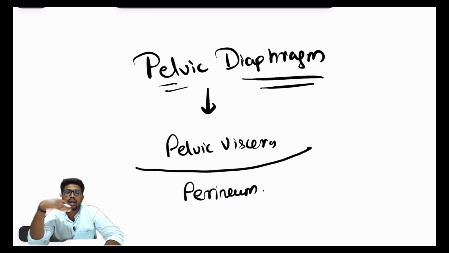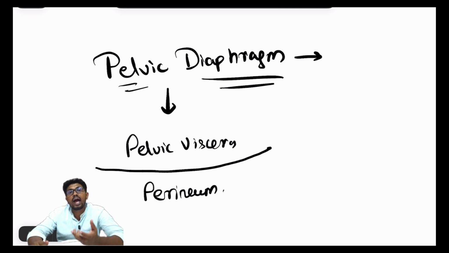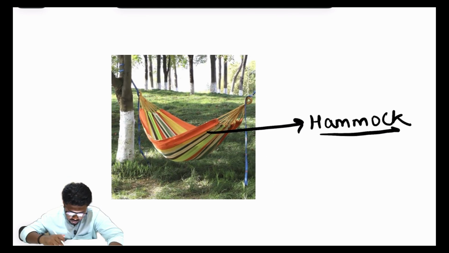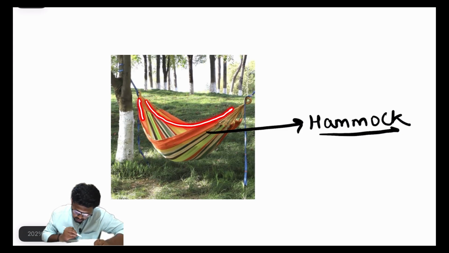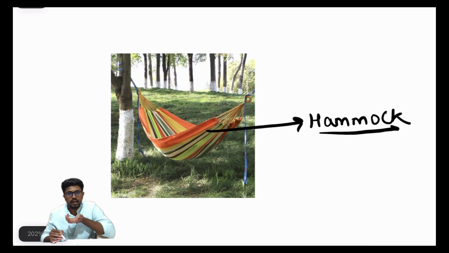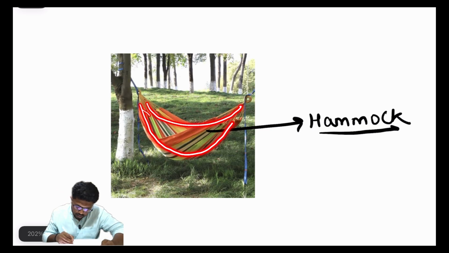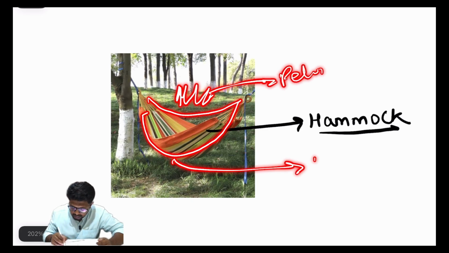This pelvic diaphragm is a muscular partition which is slung like a hammock. So what is a hammock? You can see in this diagram, one pillar is here, one pillar is here, and a gutter-like sack is hanging. This is the hammock-like structure present in our pelvic cavity. If this is the hammock, it separates the pelvic viscera above from the perineum below.